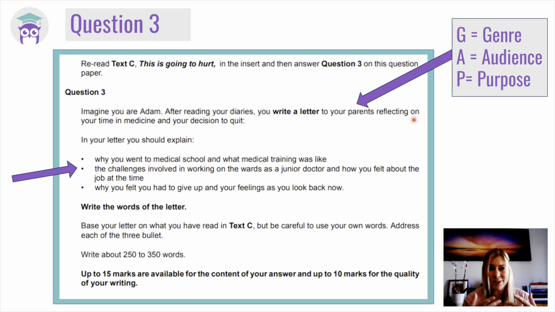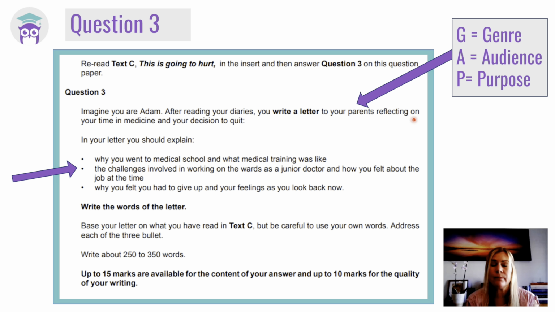Now, this is such a gift from the exam board because one, it's giving you very clearly the information that you need to retrieve, but it's also offering you a structure. Now, you don't have to stick to it as a structure, i.e. three paragraphs covering, because sometimes, depending on the text type, it might not work. But in this case, with the letter, actually, it works quite nicely.